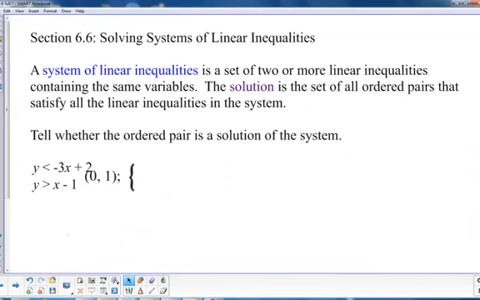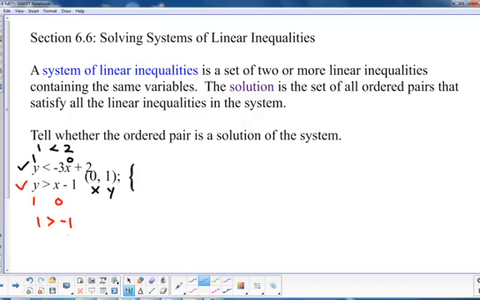So the question is, is (0, 1) a solution to both of these? Maybe the easiest way is just to plug it in. Plug 0 in for x and 1 in for y. So if I plug 0 in for x and 1 in for y, is 1 less than 2? So it's a solution for that one. And then if I plug 0 in for x and 1 in for y, is 1 greater than negative 1? So it is a solution for that one. So the answer is yes.